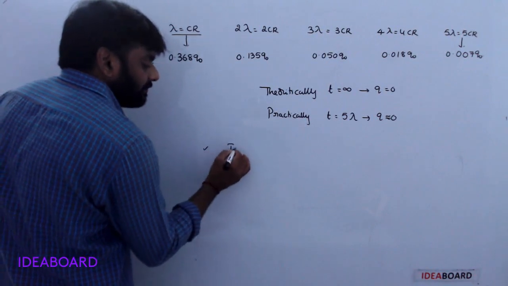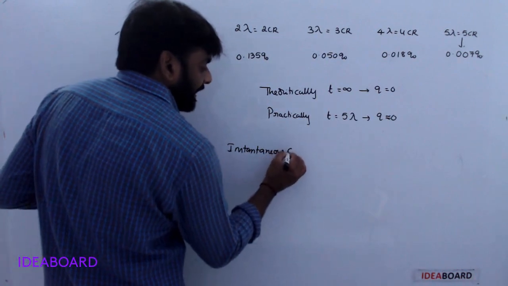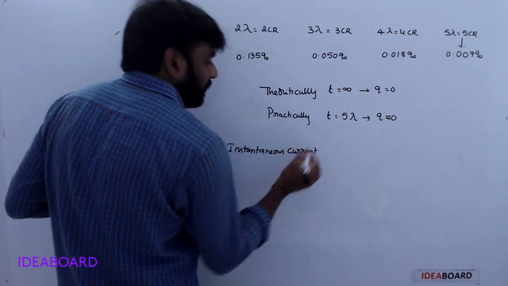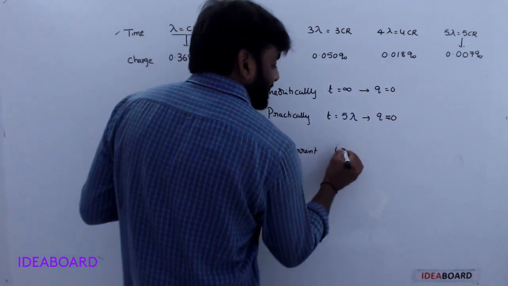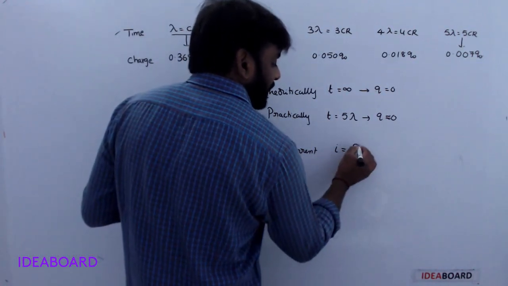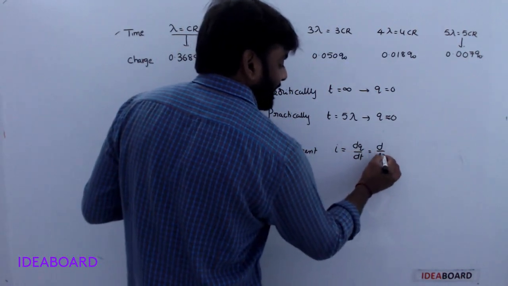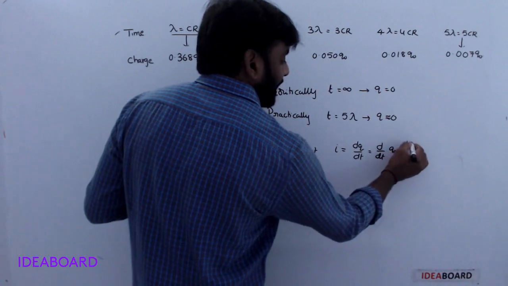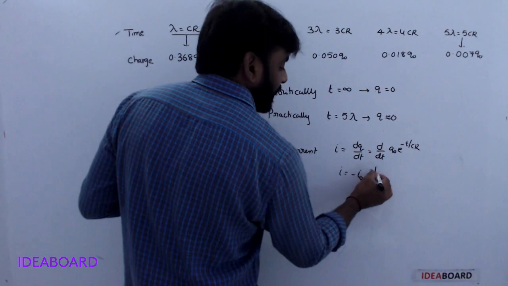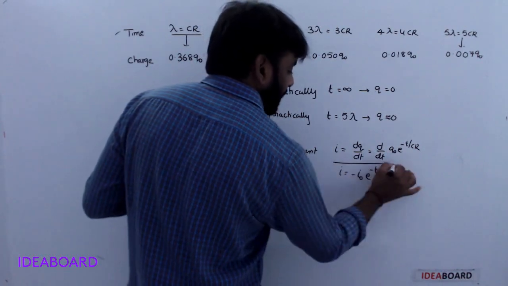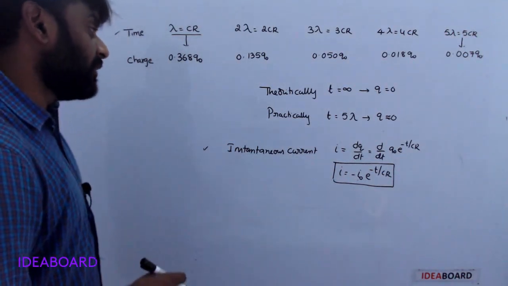Next, instantaneous current, or the current at any instant of time t. I is equal to dq by dt. After differentiating the charge Q naught e power of minus t by CR, I is equal to minus I naught e power of minus t by CR. Here I naught is the maximum current.